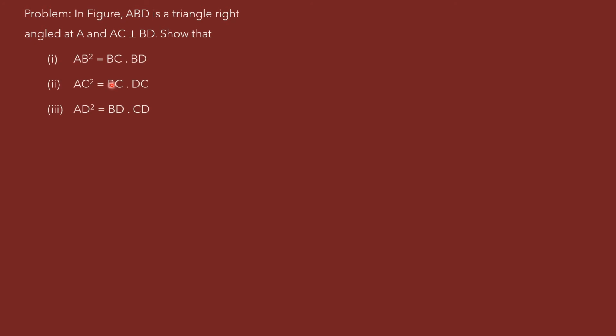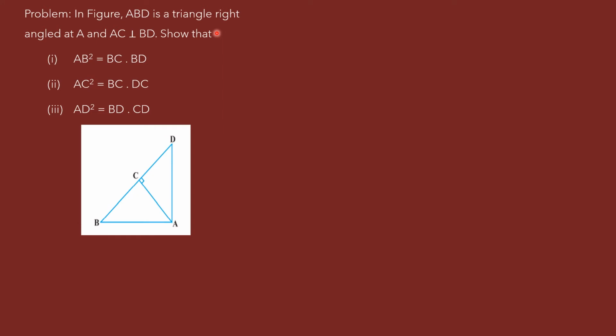Okay. In the figure, ABCD is a right angled triangle, right angle at A, and AC perpendicular to BD. Show that AB square is equal to BC into BD, AC square is equal to BC into DC, AD square is equal to BD into CD. If you see the right hand side, BC into BD, BC into DC, and BD into CD. Just observe properly. BC into BD, the complete side. BC into DC. Now BD into CD. This is the way.